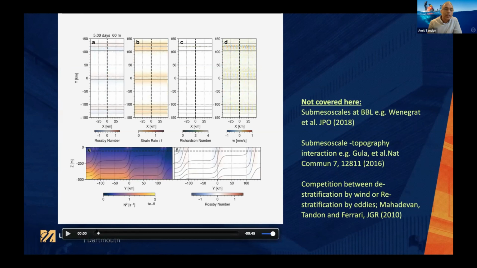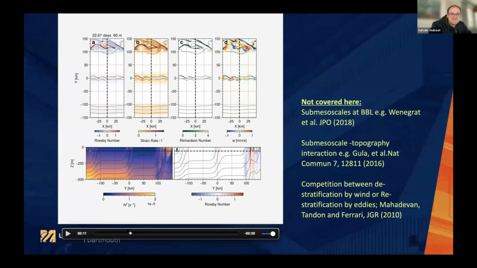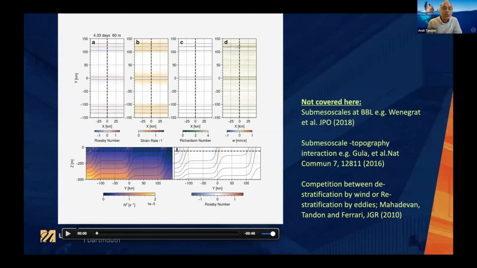So let me go to the first slide here. This is a question for the students. As I showed you, we see that the northernmost front goes unstable first, then the middle front at 0, and then the southernmost front. I'll tell you that these are unforced simulations. We just started them from very similar horizontal buoyancy gradients, pretty much identical. So why is it that the northernmost front goes unstable first?